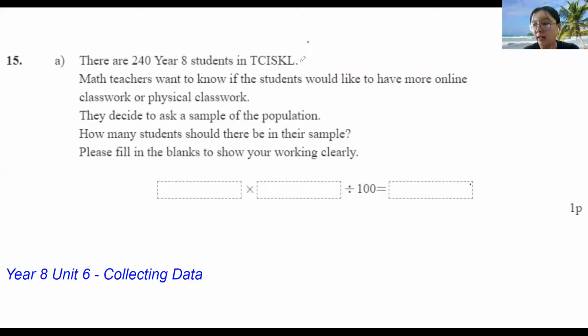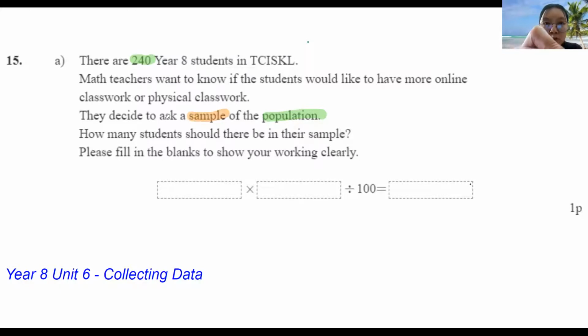So highlight the keyword: 240 is my population. And 240 is quite a large number. We are unable to go and survey each and every one of them. So the best way is to ask a sample. A sample is a small group of people from this population.